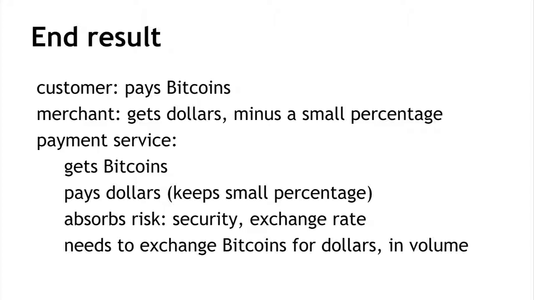And the payment service absorbs all of the risks involved in this process. It absorbs the security risk, so it has to have good management of the Bitcoins, of its cold storage and all of that. It absorbs the exchange rate risk because it's receiving Bitcoins and paying out dollars. If the price of dollars against Bitcoins fluctuates wildly, the payment service might be unhappy. Then again, if it fluctuates wildly in the other direction, the payment service might be happy. But that risk, that uncertainty, and absorbing it is part of what the payment service does.